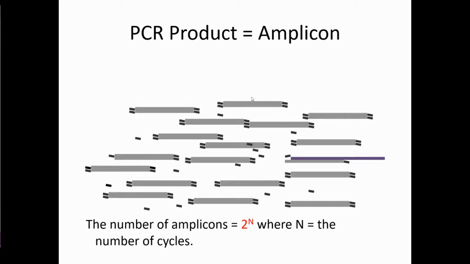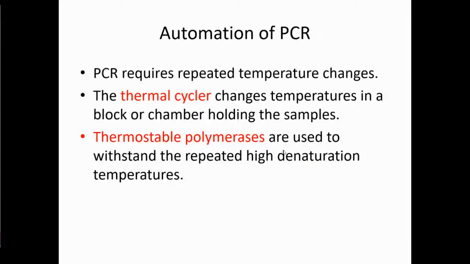Okay, so now again, the number of amplicon is 2 to the power of n, where n is the number of cycles. So that's the number of PCR product. And the PCR reaction, as you can see, we have to repeat those 3 steps for 20 to 30 times. Each time we call 1 cycle, so we need to repeat the temperature change.